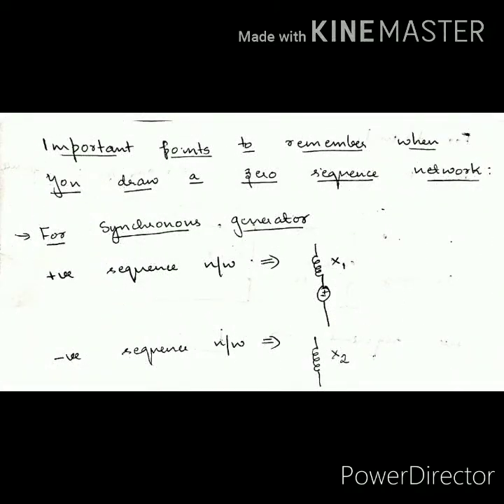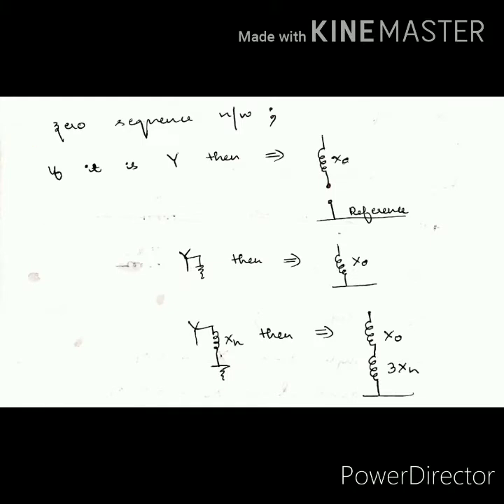So before solving the problems, let us see some important points to remember, especially when you're going to draw a zero sequence network. First of all, for a synchronous generator: when you're drawing a positive sequence network, you have to draw a reactance X1 in series with an EMF source. When you're going to draw a negative sequence network, the EMF source should be avoided and we just draw a reactance X2.